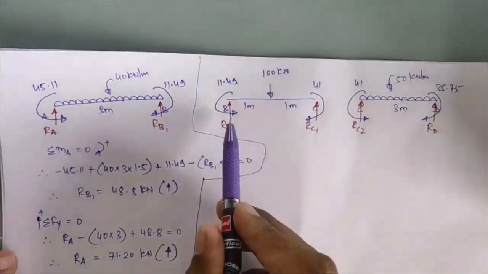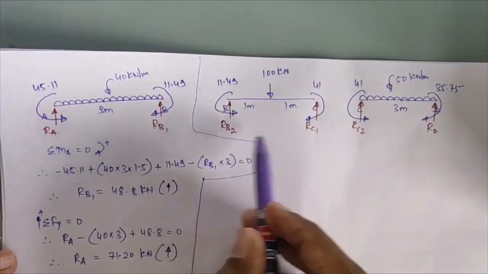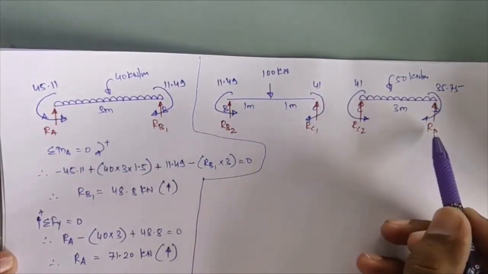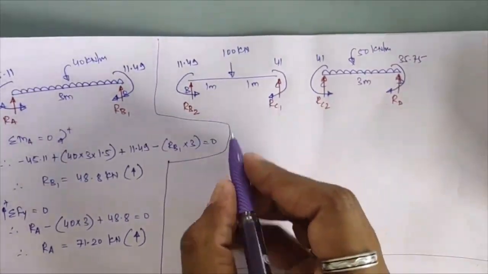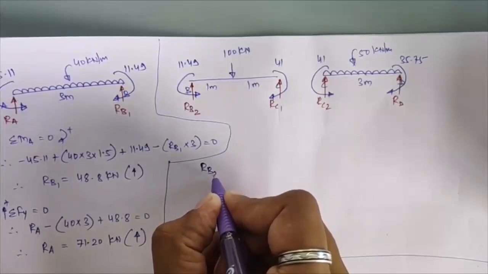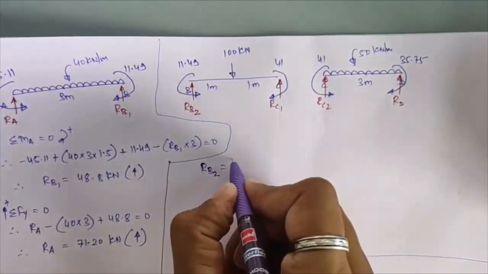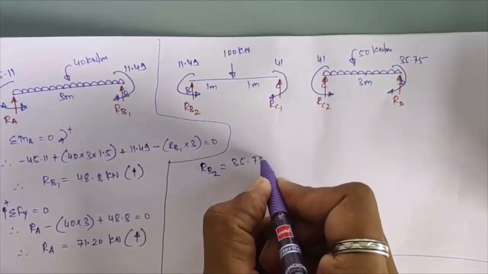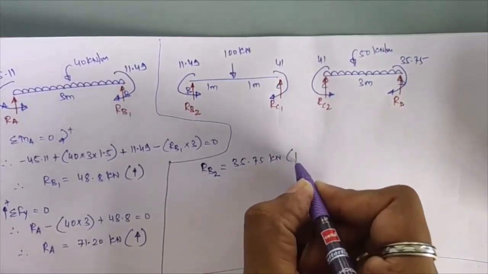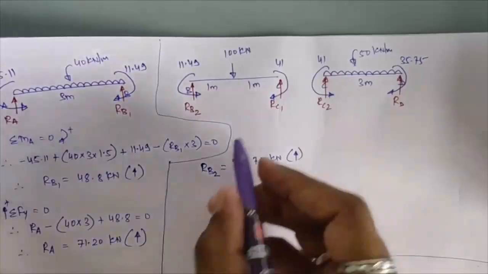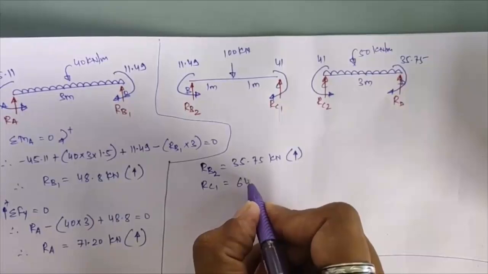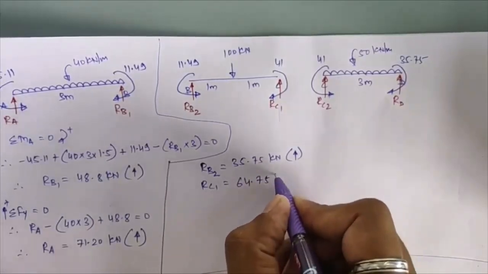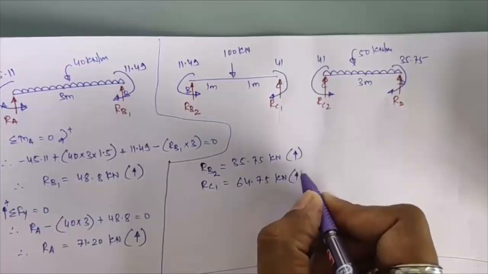Okay, now same way you have to calculate the values of RB2, RC1, RC2 and RD over here. So if you calculate those values, you will get RB2 as 35.75 kilonewton upward over there. Okay, and here RC1 you will get as 64.75 kilonewton, again upward.